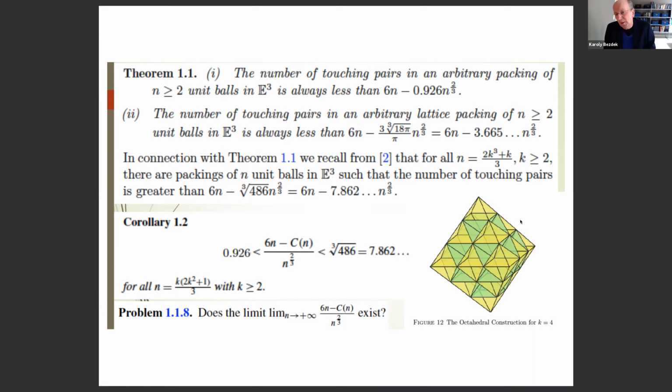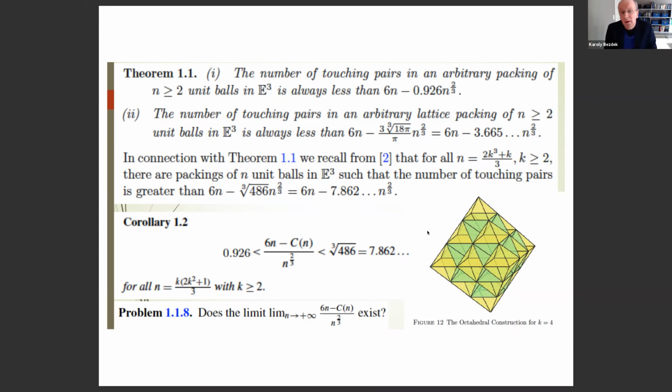And this can be done for these integer values generated by k. So k in my diagram is actually 4. There are 4 center points along one edge of my regular octahedron. Each black dot here is the center of a unit ball. So the edge length of my octahedron is k times 2.